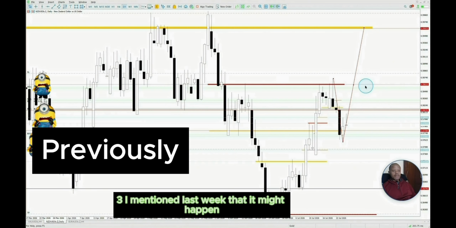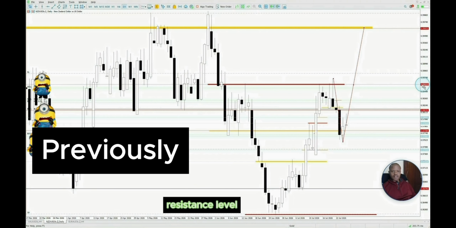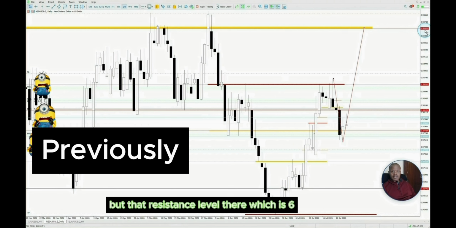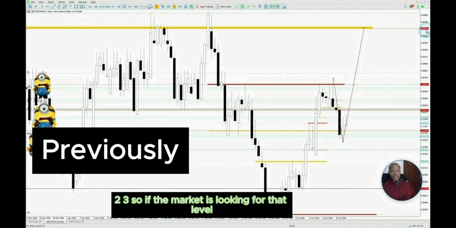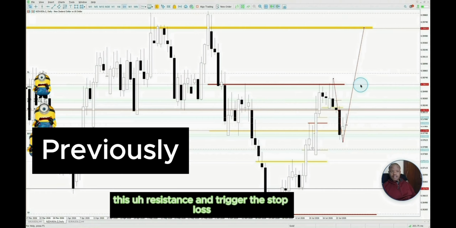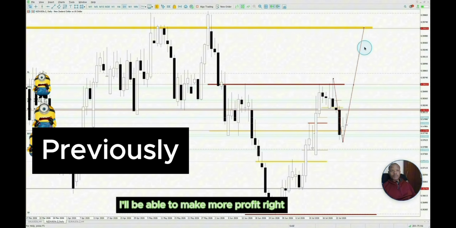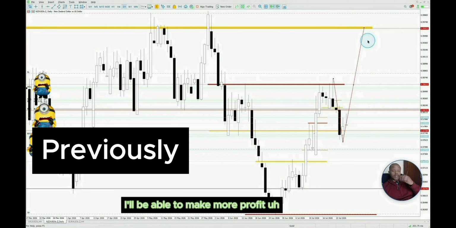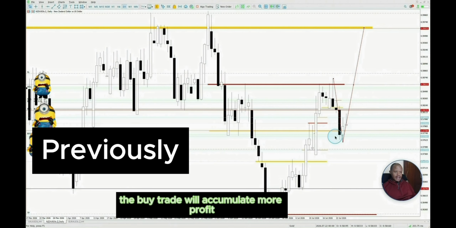623. I mentioned last week that it might happen that the market is looking for this resistance level, which is 623. So if the market breaks this resistance and triggers the stop loss, I'll be able to make more profit and cover the loss. In other words, the buy trade will accumulate more profit.